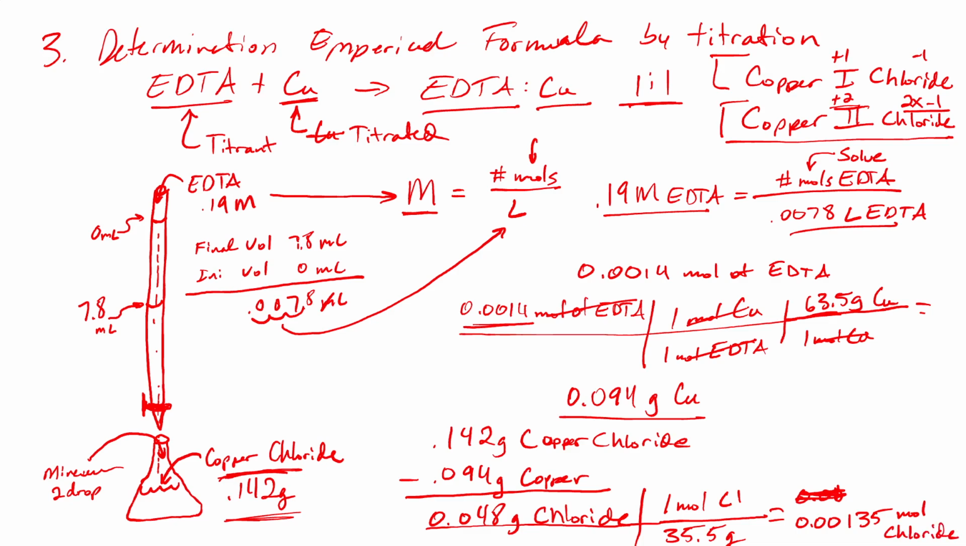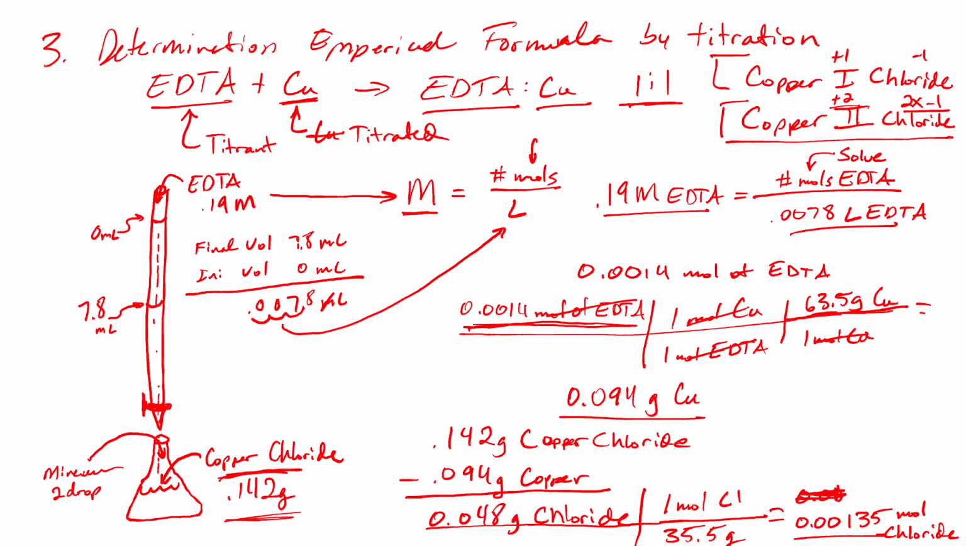Okay, cool. All right, so now that we have the number of moles of chloride there, how many moles do we have of copper? Well, we actually had it up here, right? We went through this calculation right here, the 0.0014 moles of EDTA, and for every 1 mole of EDTA, we had 1 mole of copper chloride. But we went a step further here and went to the grams of copper chloride, which gave us the actual mass of the copper chloride.